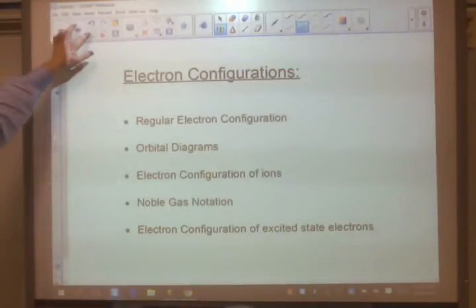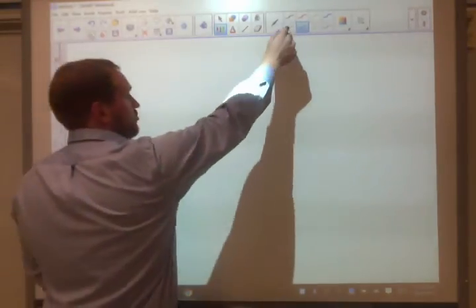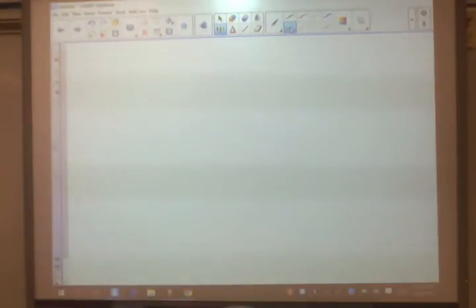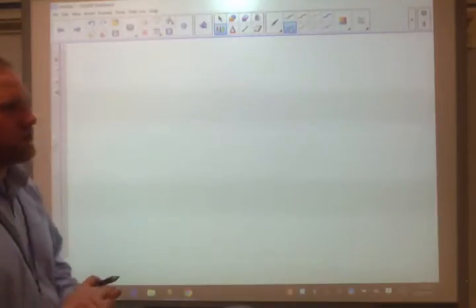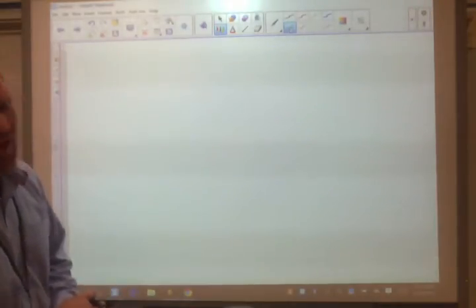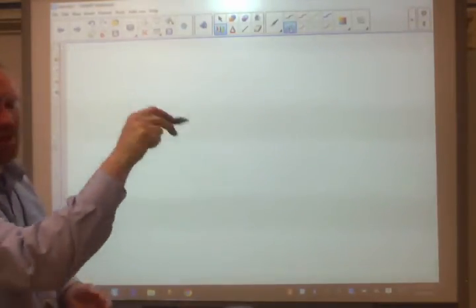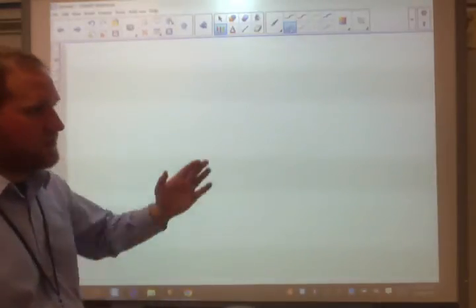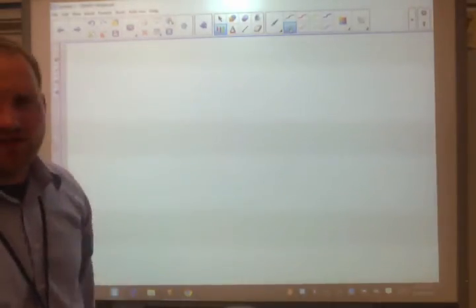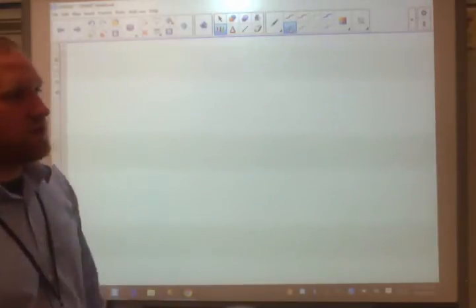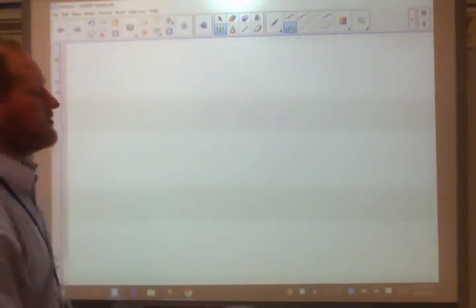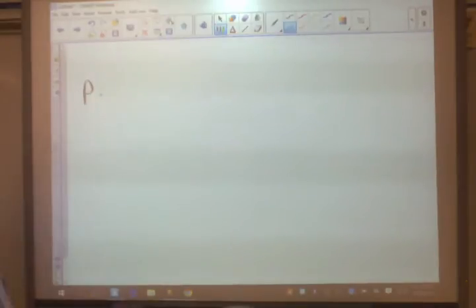Noble gas notation. This is sort of a shortcut. Basically, if I tell you I want to see the noble gas notation of phosphorus, you're going to look at the previous noble gas, which is the element in group number 18, far right. You put that in brackets, and then you add whatever is left over, whatever's extra. So let's do that example for phosphorus.